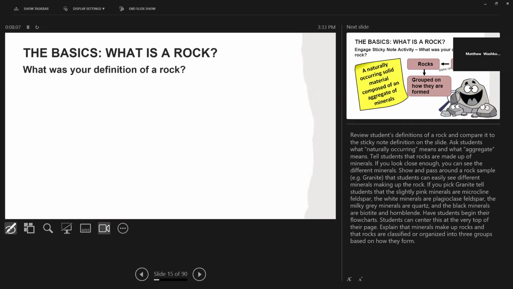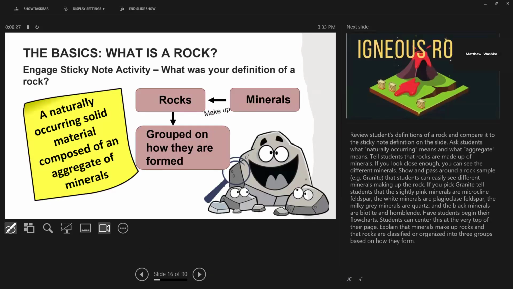What actually is a rock? I want you to define it. It's kind of hard, right? How do you define what a rock is? Maybe it's naturally occurring, for example. Maybe that's your definition. Or maybe it's made of minerals. Whatever it is, rocks are grouped on how they're formed. So a rock is a naturally occurring solid material composed of an aggregate of minerals.